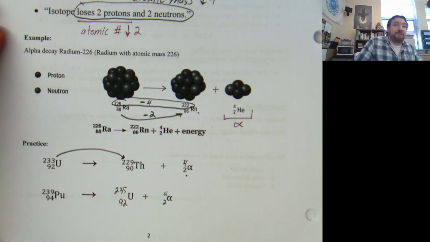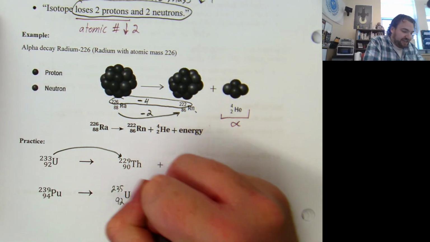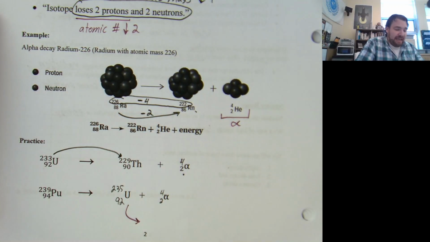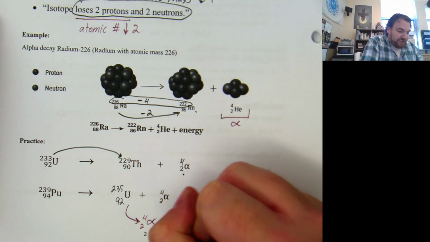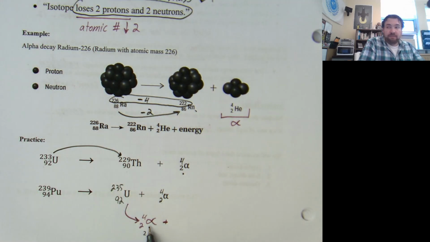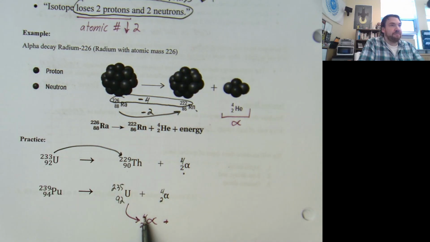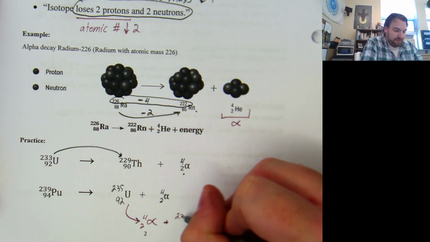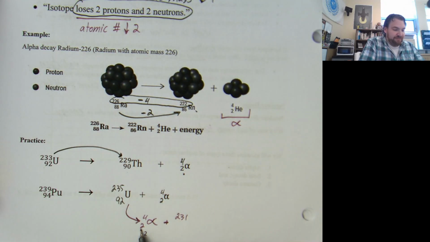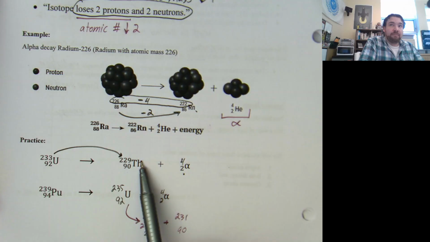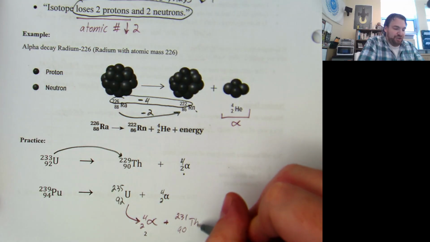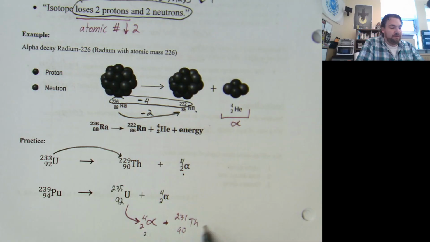Uranium-235, if you want the decay for this, is going to decay again and release another alpha particle. That's going to be a 2 and a 4. So after uranium has decayed, what's going to be next? Well, 235 minus 4 is 231, and 92 minus 2 is 90. And 90 is thorium.